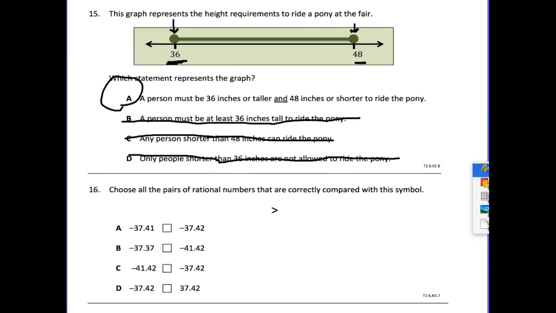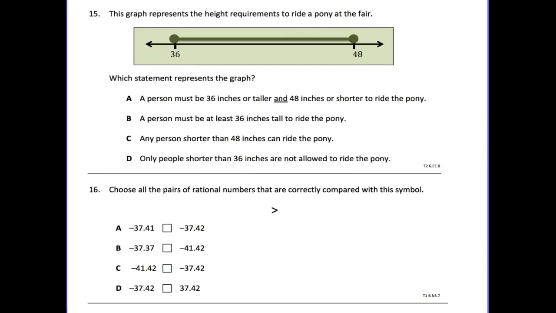And again, your process should have included the statement that you think was correct and why. Now on to 16. Choose all the pairs of rational numbers that are correctly compared with this symbol. And the symbol they're giving you is greater than. So take a look at all of these rational numbers and which one, if you put this symbol in each of these boxes, would be a correct statement or would be a true statement.